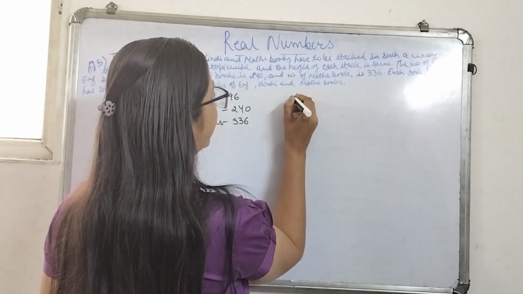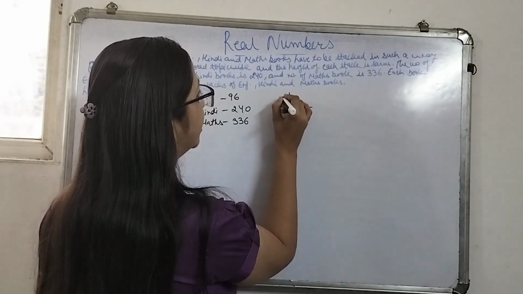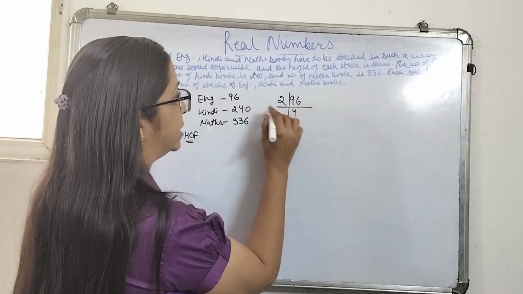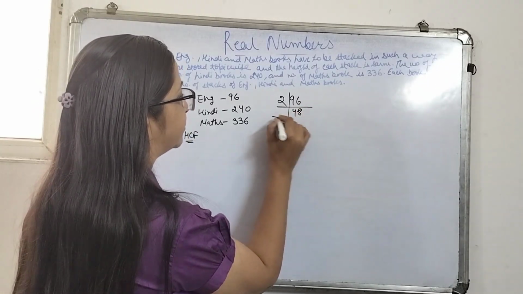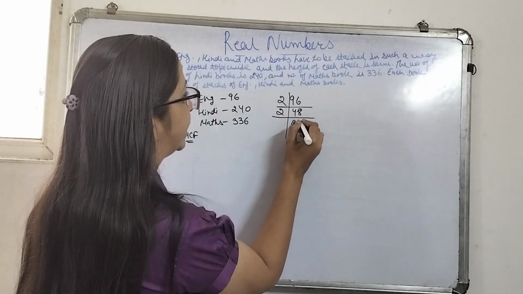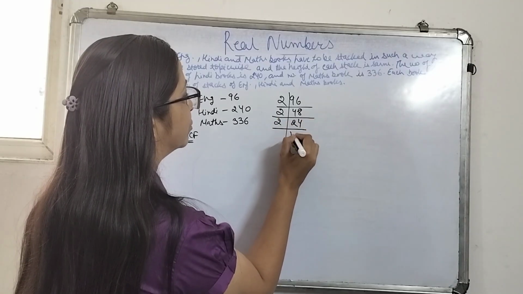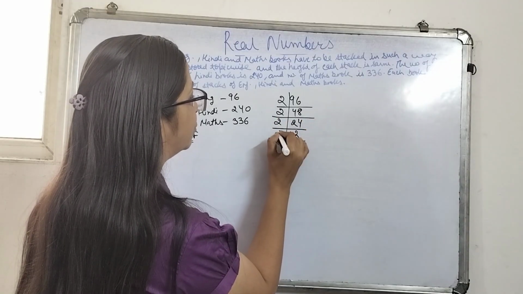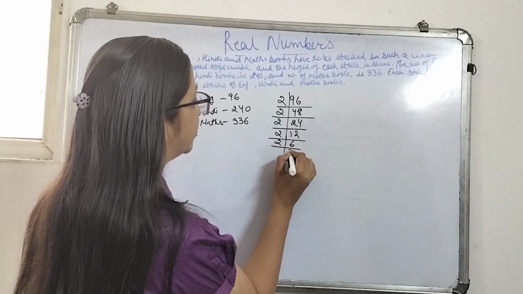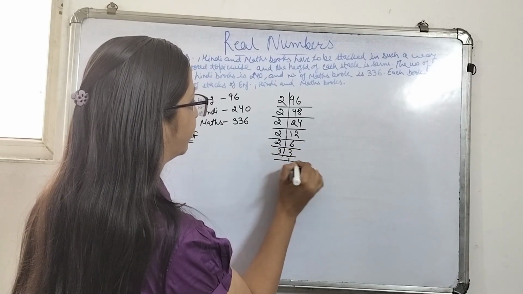So 96, if we prime factorize it: 2 4s are 8, 2 8s are 16, 2 12s are 24, 2 6s, 2 3s. So 2 six times, and 3 one time.